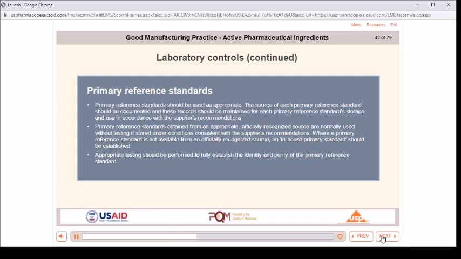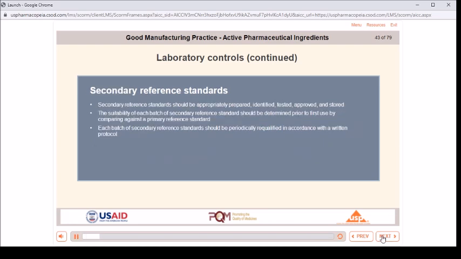Primary reference standards obtained from an appropriate, officially recognized source are normally used without testing if stored under conditions consistent with the supplier's recommendations. Where a primary reference standard is not available from an officially recognized source, an in-house primary standard should be established. Appropriate testing should be performed to fully establish the identity and purity of the primary reference standard.